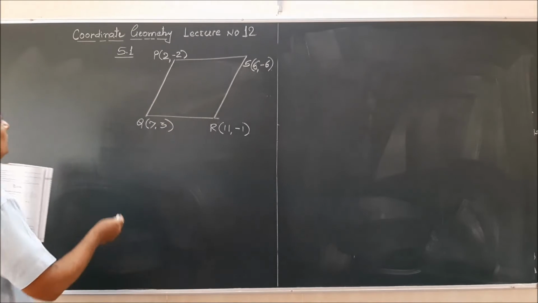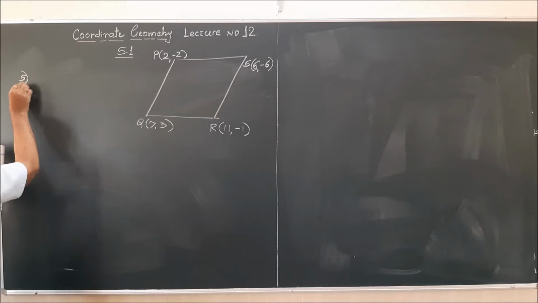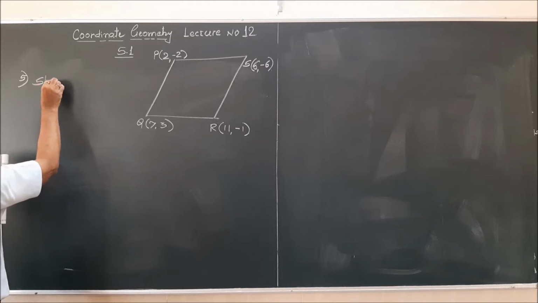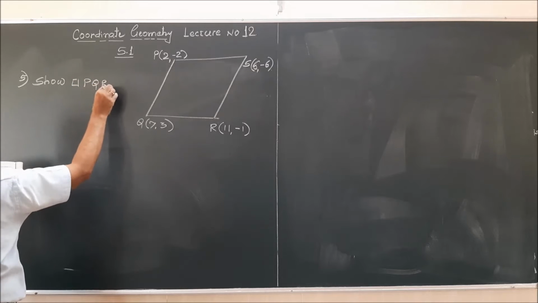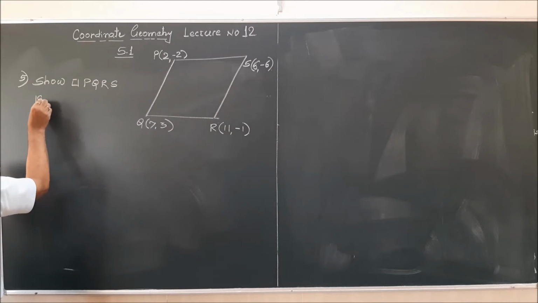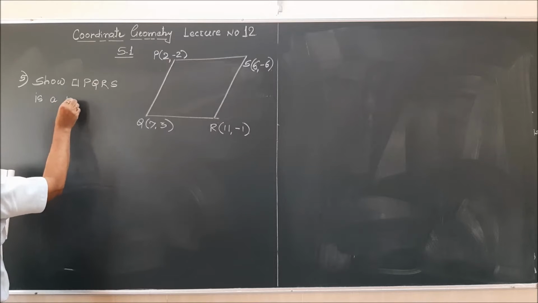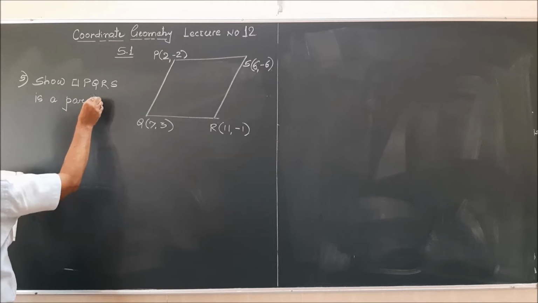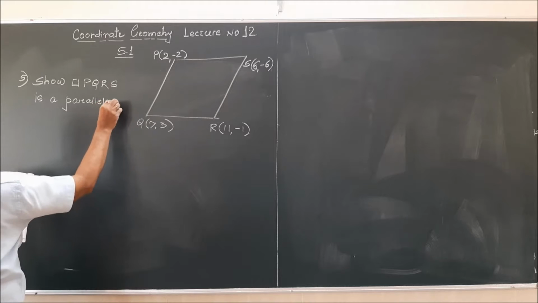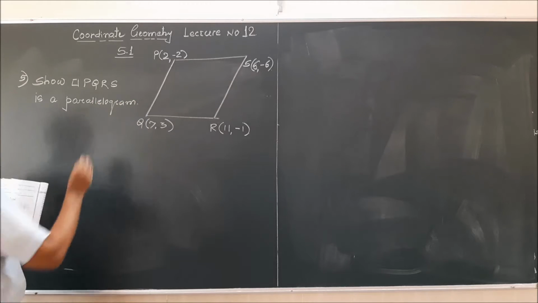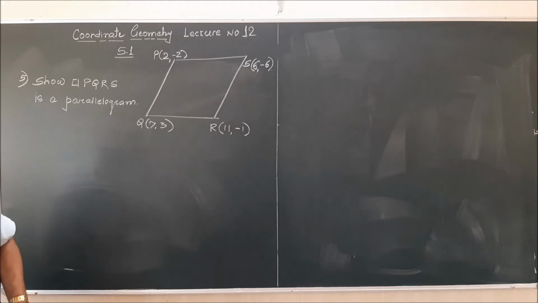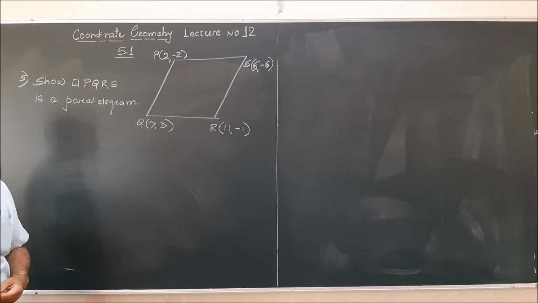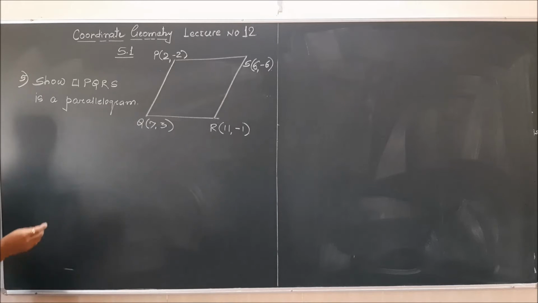And you have to prove, question number 5: show that quadrilateral PQRS is a parallelogram. So we have to prove here that quadrilateral PQRS is a parallelogram. Since I have explained earlier, there is no need to draw the figure. This figure is not carrying marks at all. Now I am going to prove.